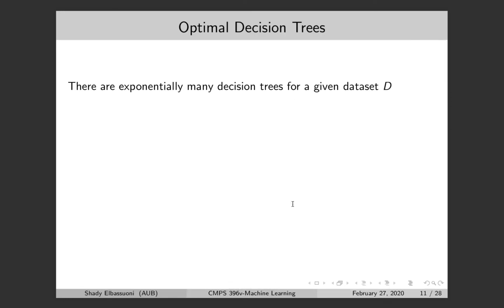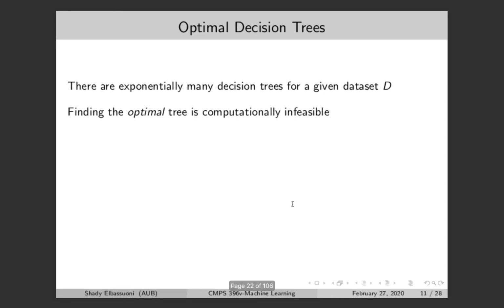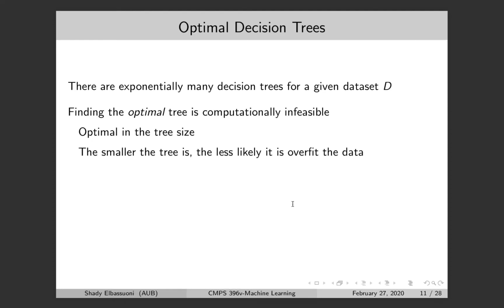There are exponentially many decision trees for a given data set. Finding the optimal tree is computationally infeasible, so NP hard. Optimal in what? Optimal in the tree size. The smaller the tree is, the less likely it is to overfit the data. So basically we want to get smaller decision trees as much as possible.